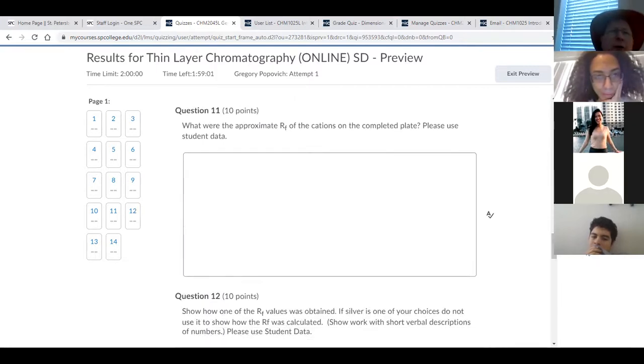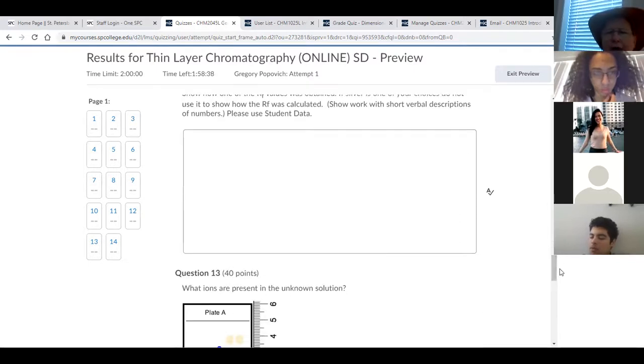Question 11. Do you remember on the student data, there was a place for you to calculate the RFs of all 5 of your knowns? You need to put all 5 RFs in this box. Next question, you have to show how 1 was calculated.